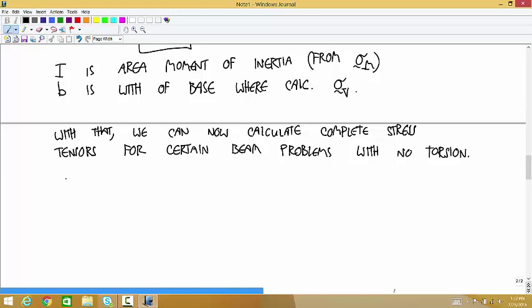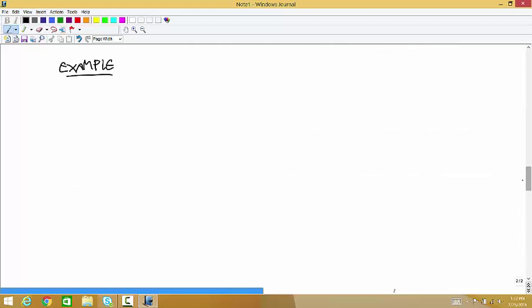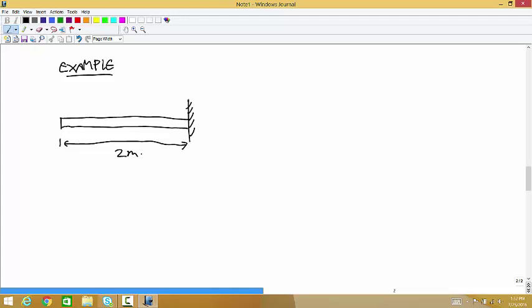Okay, so let's do an example. So let's say we have a cantilever beam. It's 2 meters long. The mass of the beam is 100 kilograms.